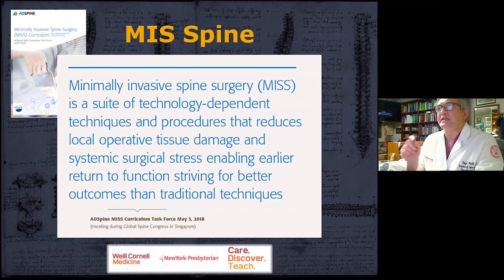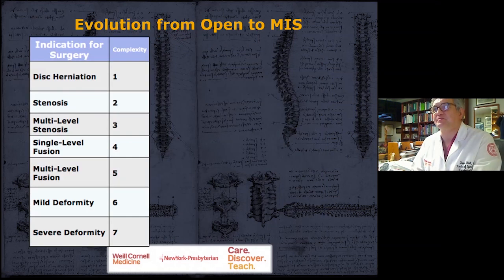So it's a suite of technology-dependent techniques and procedures that reduces local operative tissue damage and systemic surgical stress, enabling earlier return to function and striving for better outcomes than traditional, usually open surgical techniques. So that is really what we consider MIS and what the goals of MIS spinal surgery should be.